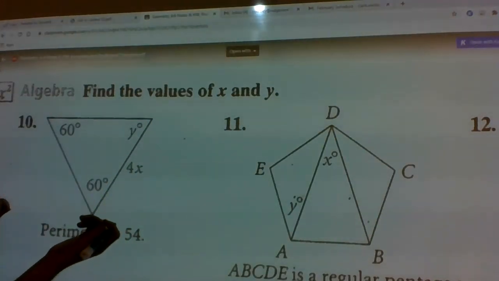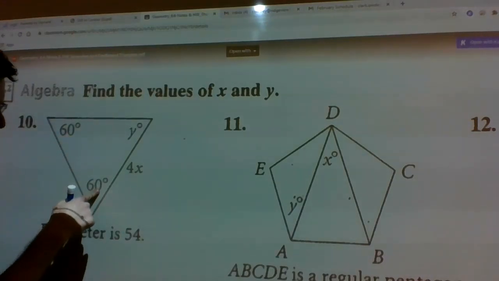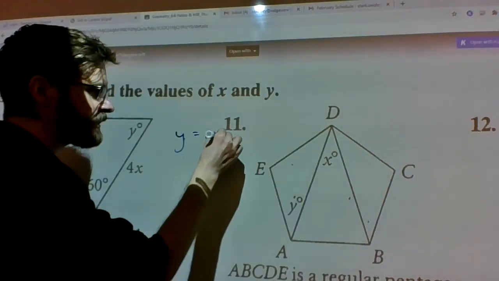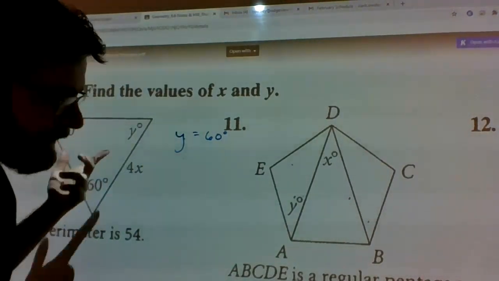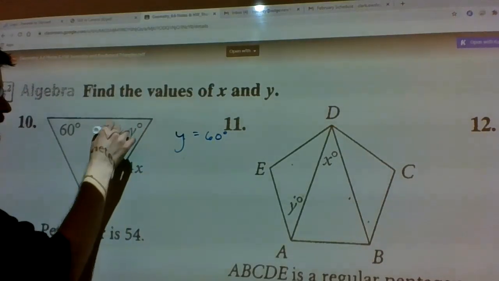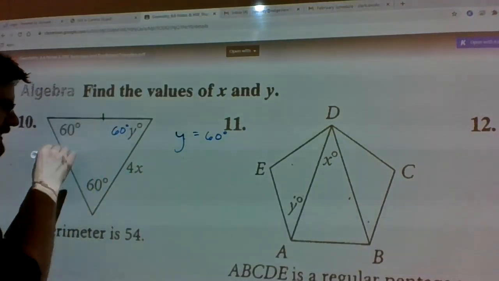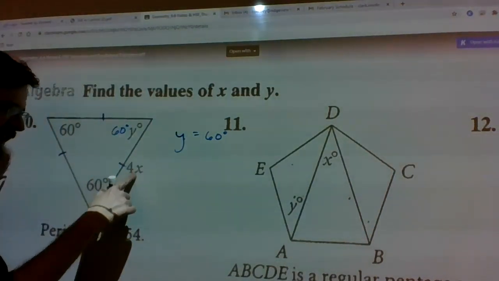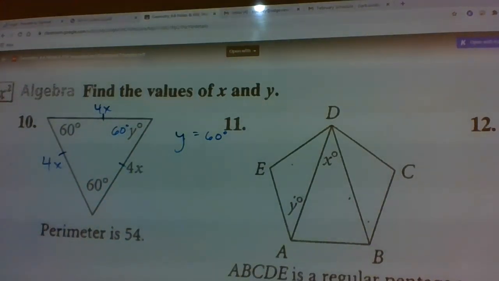Well, first of all, if this is 60 degrees and this is 60 degrees, then the y measure also must be 60 degrees, because 60 plus 60 plus 60 is 180. Furthermore, if all the angles are the same, that means all the sides are the same too. Which means if this side is 4x, then this side is 4x, and that side's 4x.